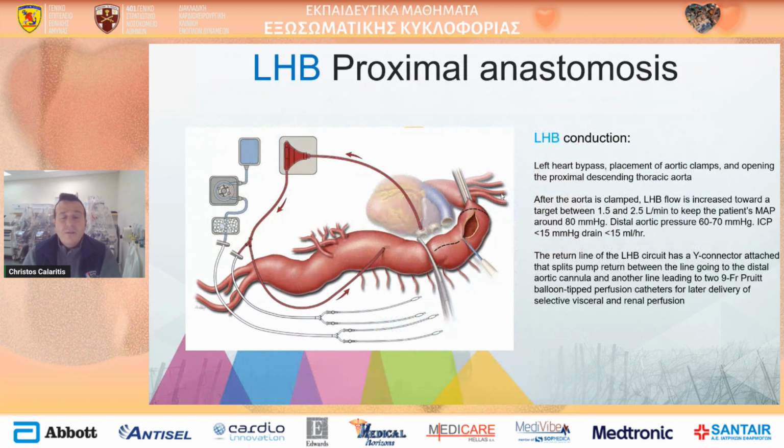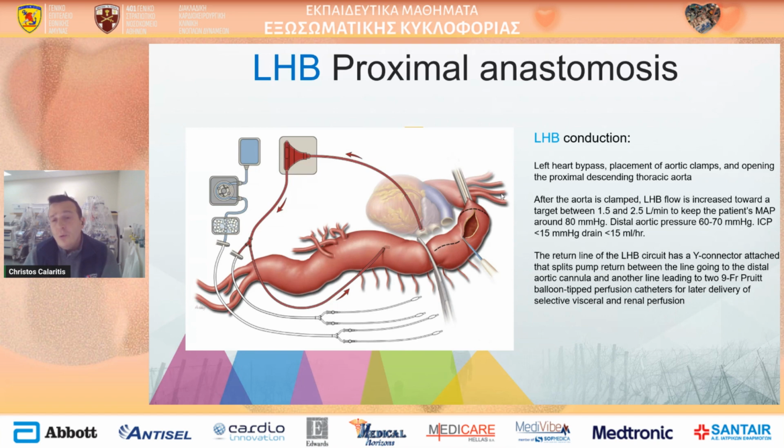So, left heart bypass conduction. After the aorta is clamped, the left heart bypass flow is increased towards a target, usually between 1.5 to 2.5 liters per minute, to keep the patient's mean arterial pressure around 80 millimeters of mercury and distal aortic pressure of 60 to 70 millimeters of mercury.